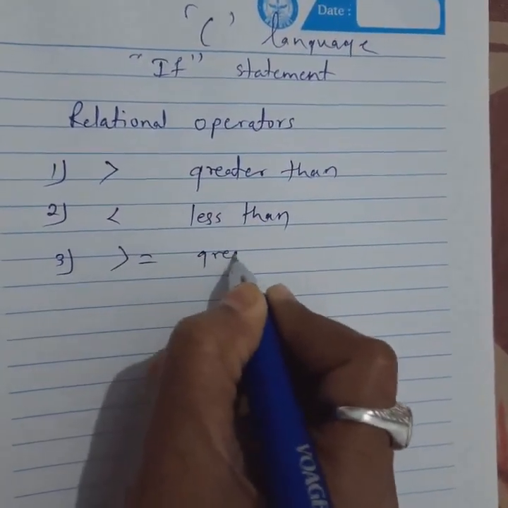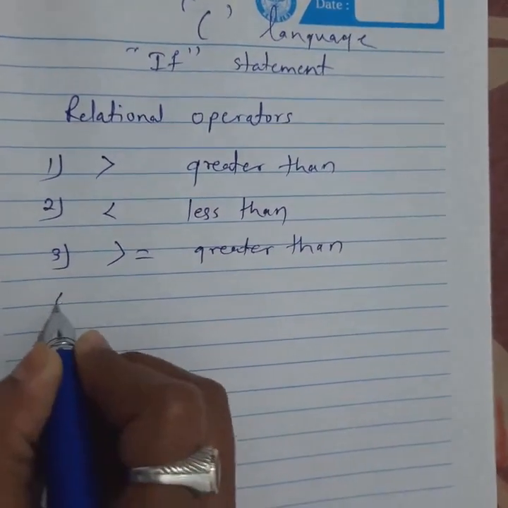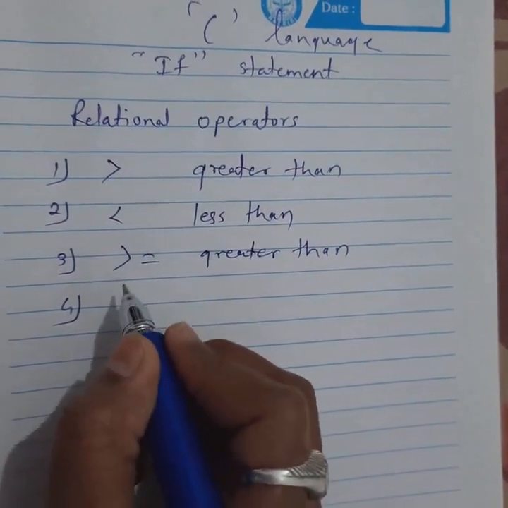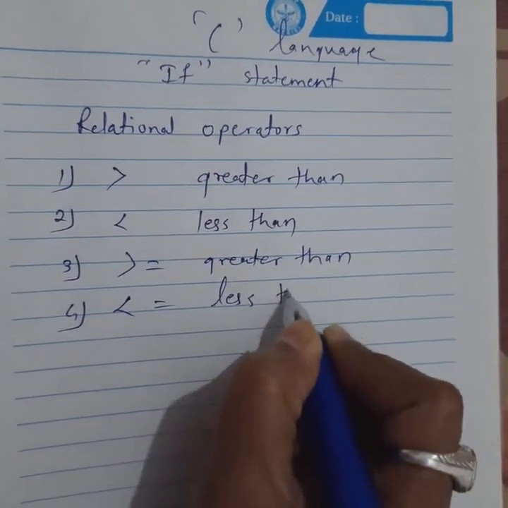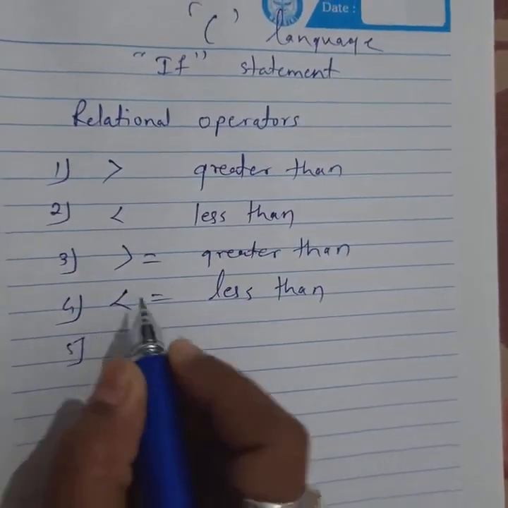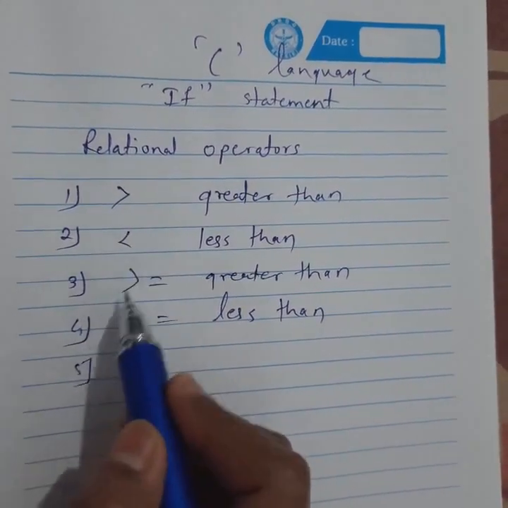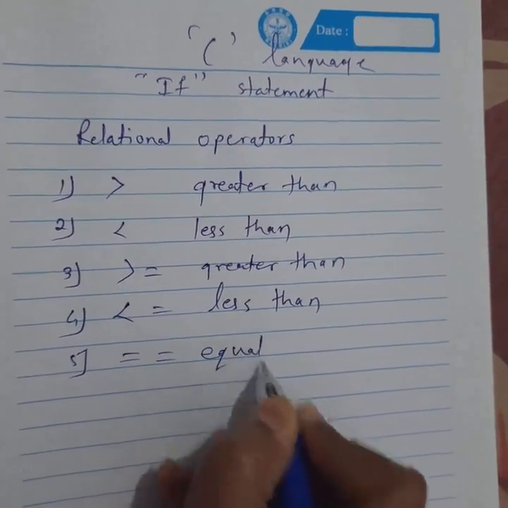These operators are used in programming and also for theoretical questions. They are asked for 2-3 marks. Then less than or equal to. You know all these operators. They are asked in exams or tests for 2-3 marks. Greater than, less than, greater than or equal to, less than or equal to, equal to.